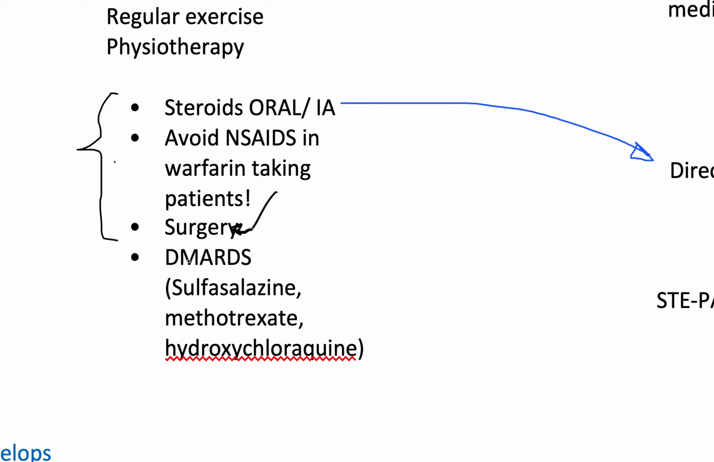So we want to use disease modifying agents of rheumatoid disease, and DMARDs are your treatment of choice. These include sulfasalazine, methotrexate, and hydroxychloroquine. Okay, now before I talk about the DMARDs, I forgot to mention that whenever you use any kind of steroids, and this is very clinically important, you use something that I like to call STPAC.